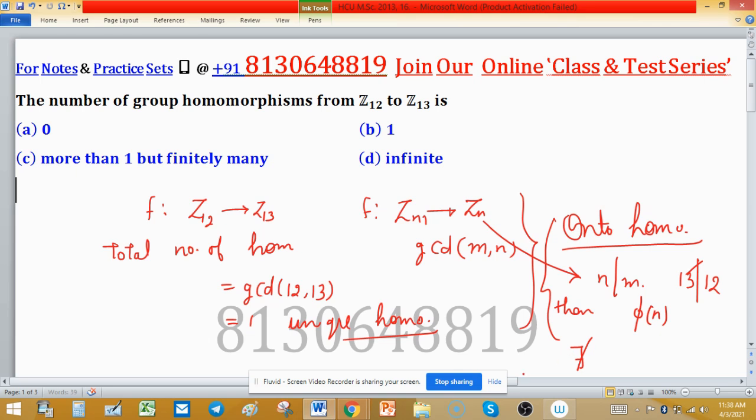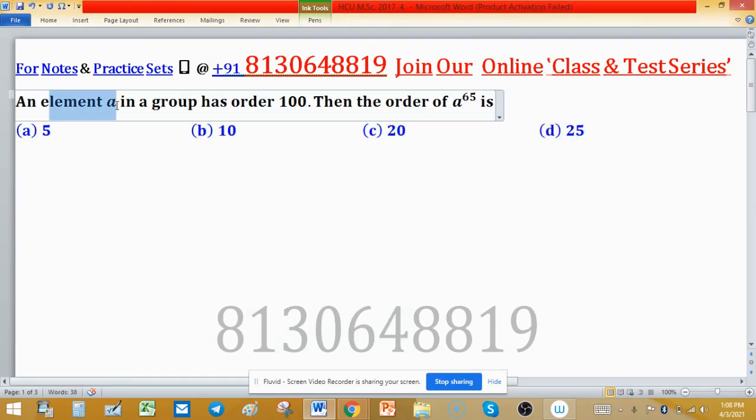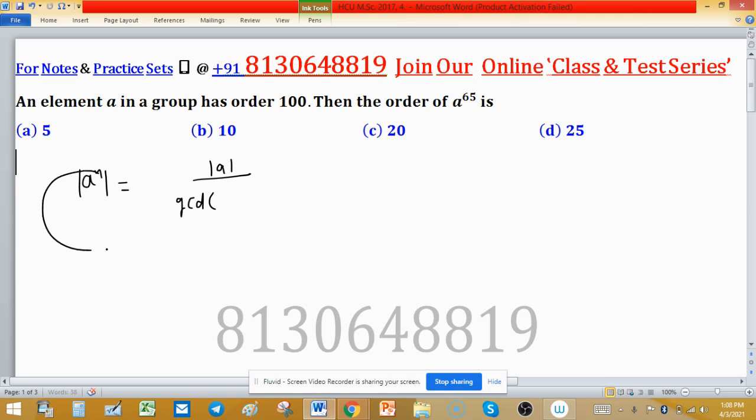onto homomorphism. An element A in a group has order 100; find the order of A raised to the power 65. For any power n of an element, you can find the order of A to the n by the formula: order of A divided by GCD of n and order of A.